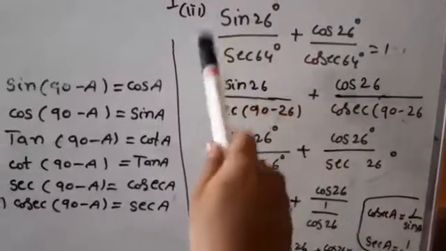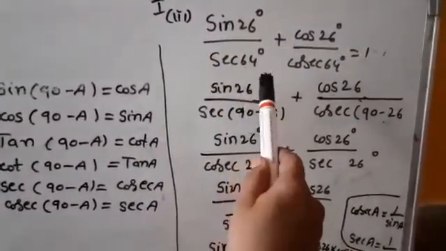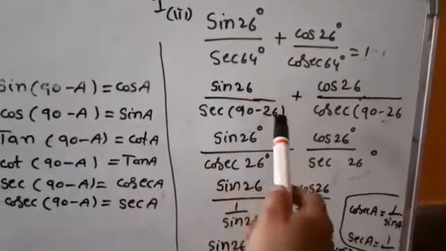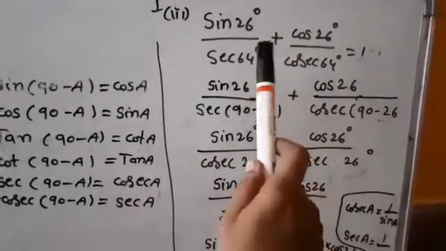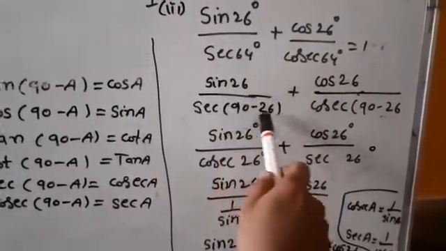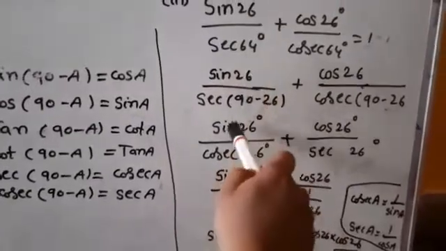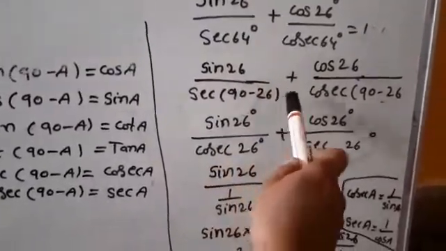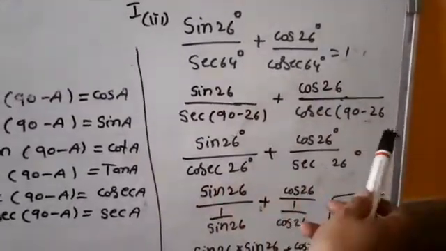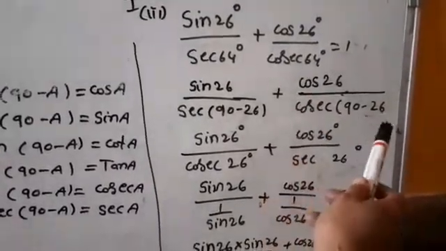Here, sin 26 as it is, divided by secant of 64. We can write 64 as 90 minus 26, since 90 minus 26 has the value 64. So secant of 90 minus 26, plus cos 26 degrees divided by cosecant of again 64, which we can write as 90 minus 26.